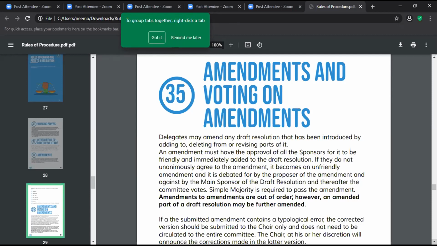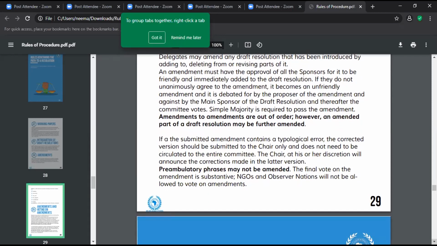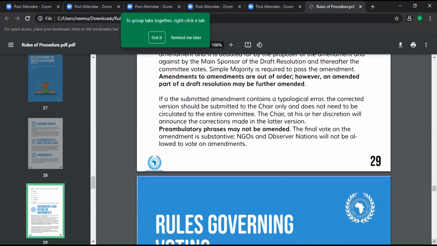Amendments to amendments are out of order. However, an amended part of a draft resolution may be further amended. So in case we made an amendment, delegates may decide to revise the amendments that were made, so further amendments may be made. If the submitted amendment contains a typographical error, the corrected version should be submitted to the chair only and does not need to be circulated to the entire committee. After the chair has received the correction, the chair will, at his or her discretion, announce the correction made in the later version.